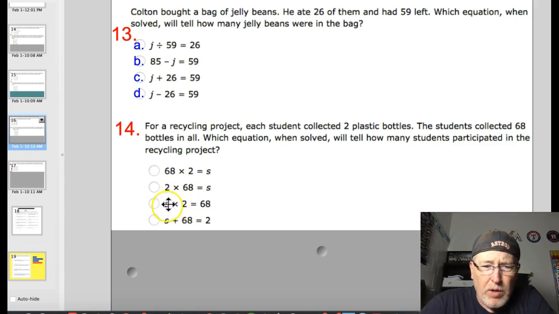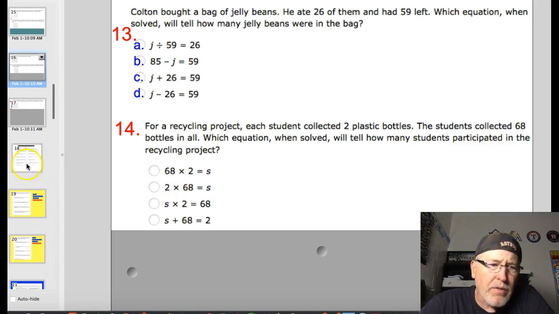Let's check this one out here. The number of students, there we go. The number of students times 2 bottles each is 68. So there's my 34. See how helpful it is to actually have the answer to see if it makes sense? You bet. All right, 2 left.